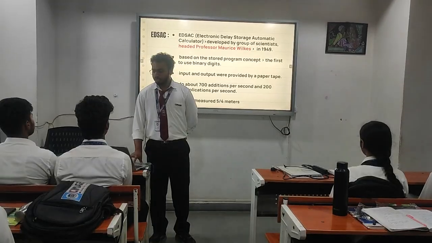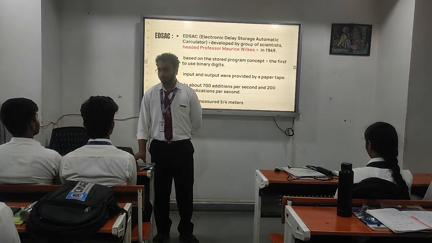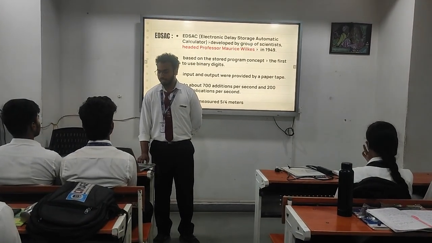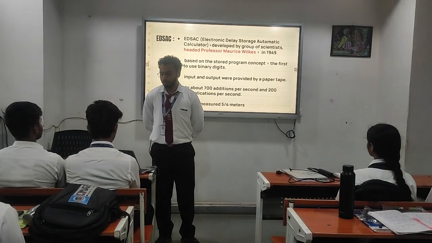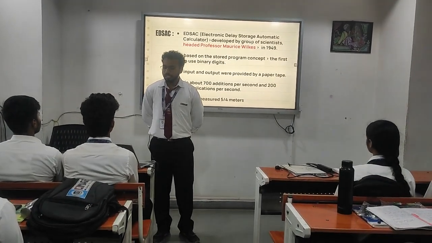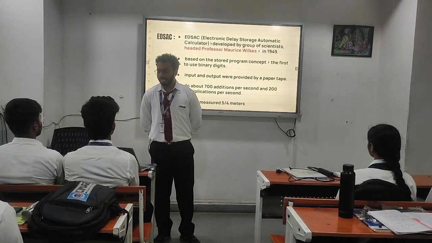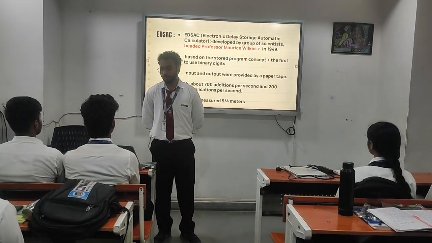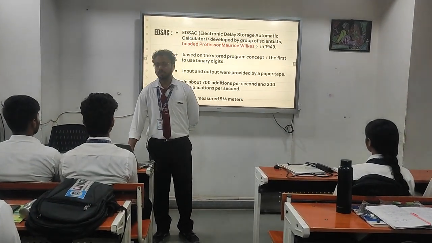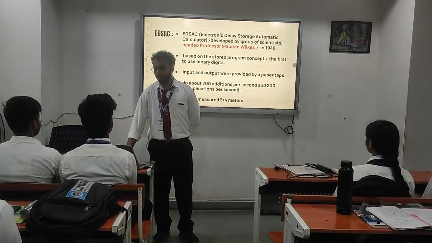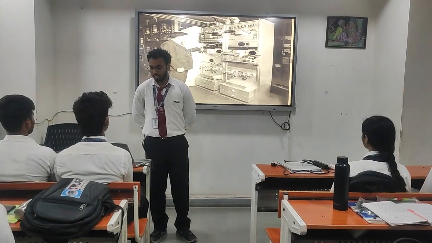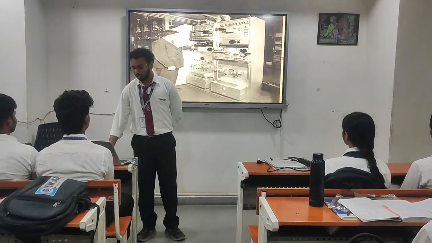The main purpose of this computer was to use the stored program concept and binary digits. Input and output were given through paper tape, and it could do about 700 additions per second and 200 multiplications per second. Its height measured about 5 to 4 meters from ground level. Here you can see the diagram of this computer.